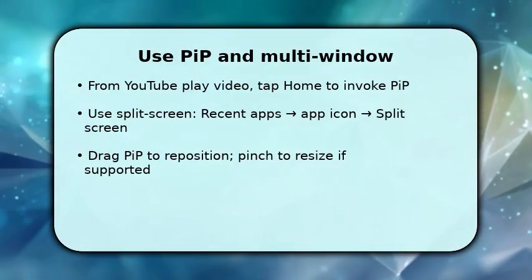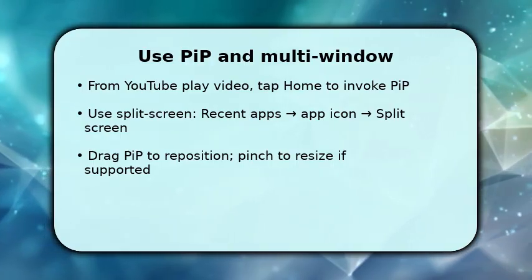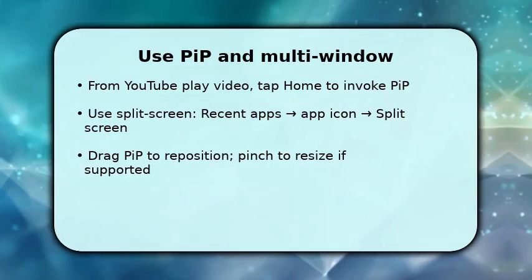Next, combine Picture-in-Picture with split screen when you need more control. Play any video in YouTube, then press Home to drop the Pi-P player. You can drag it to any corner.